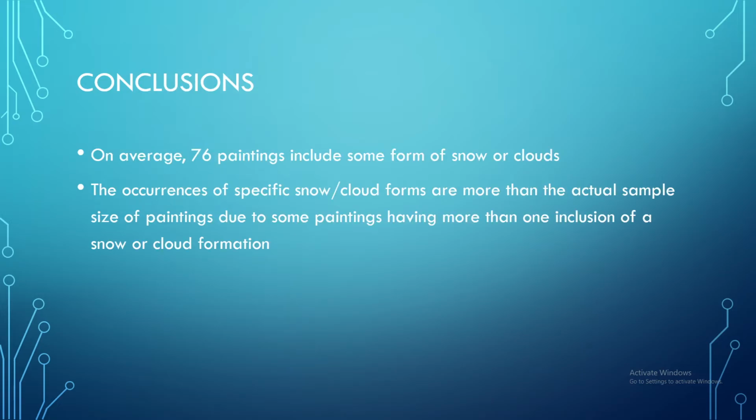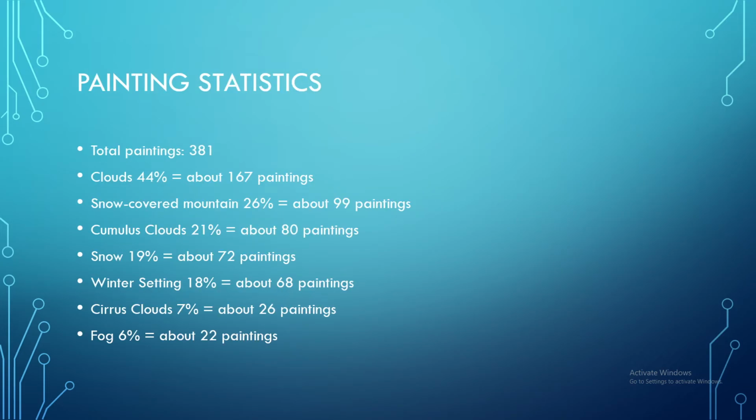And what can we take from this information? On average, 76 paintings can include some form of snow or clouds in the work of Bob Ross on his show. And the occurrences of specific snow and cloud forms were actually more than the actual sample size, and I'll go back to help explain that better.